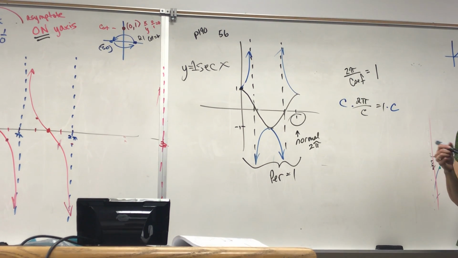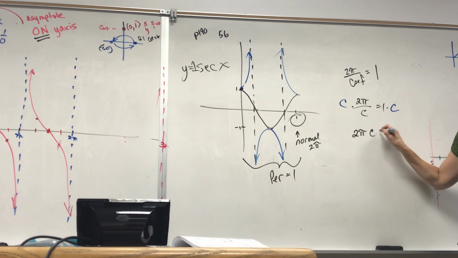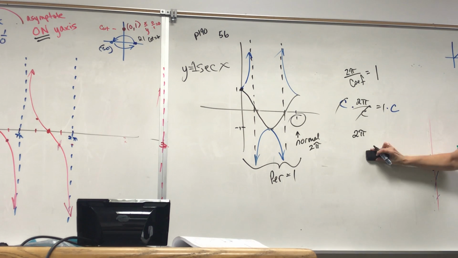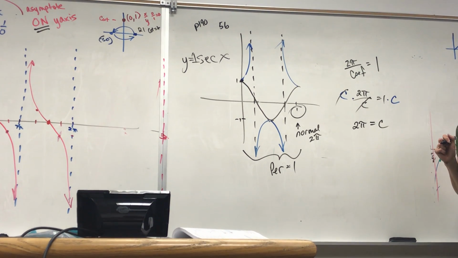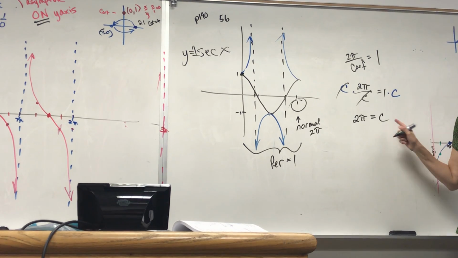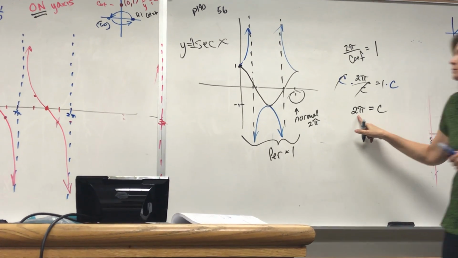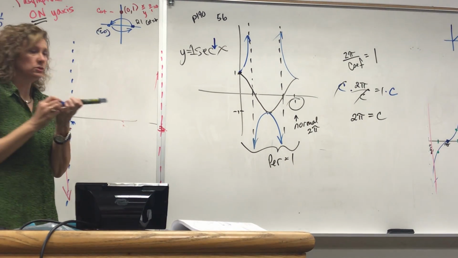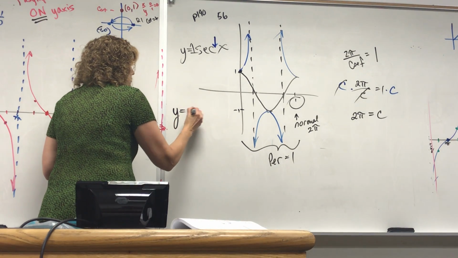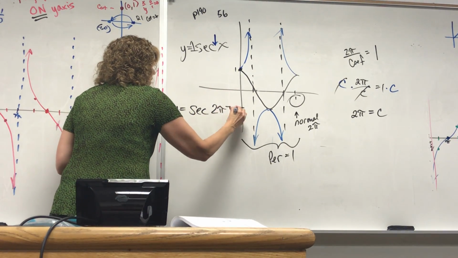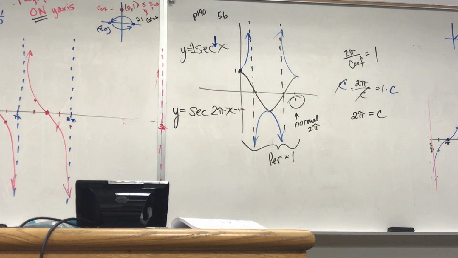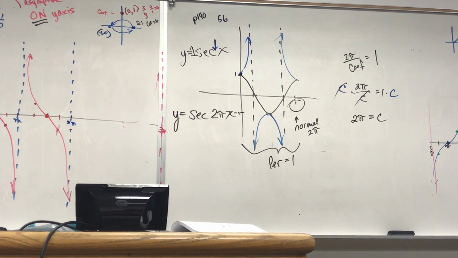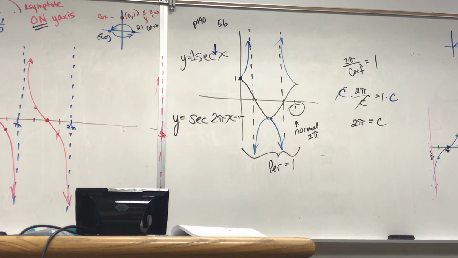So now I get 2 pi c is equal to, oh, wait a minute, that cancels out. Get rid of this, that's not right. 2 pi equals c. So my coefficient is 2 pi. My coefficient goes right in front of the x. So now we're writing y is equal to secant 2 pi x. And it's weird, but it's okay. Just relax, it'll be fine. You can always test yourself or go backwards. If that's 2 pi divided by that coefficient 2 pi, sure enough it is 1, it works.